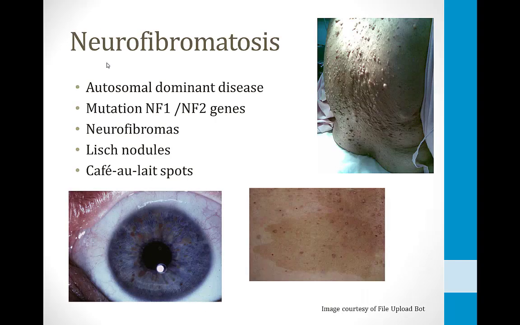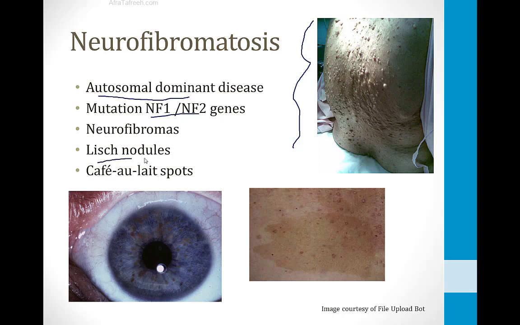Neurofibromatosis is a condition associated with schwannomas, and they love to ask about neurofibromatosis on the boards, so make sure you're familiar with it. It's an autosomal dominant disease caused by mutations of the NF1 or NF2 genes, and there are some characteristic physical findings that patients get. First of all, they get these diffuse neurofibromas, which are these little skin tumors all over their body. And if you ever meet someone with neurofibromatosis, you will not forget it because it is striking to see these neurofibromas all over their skin.